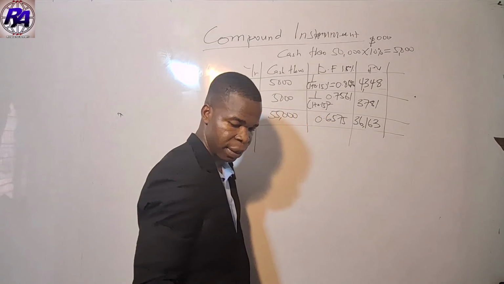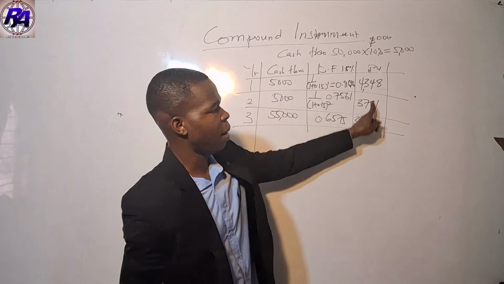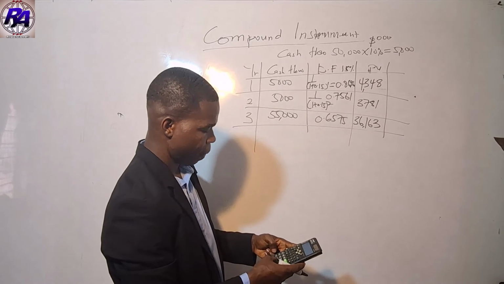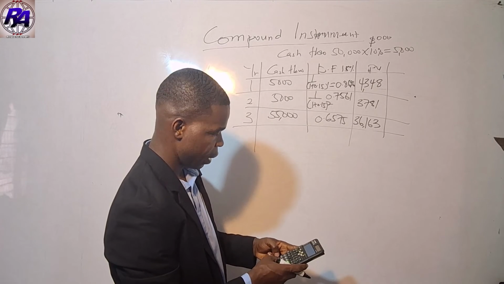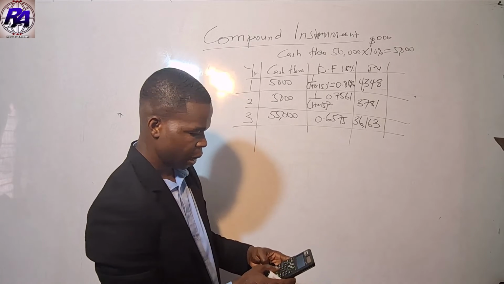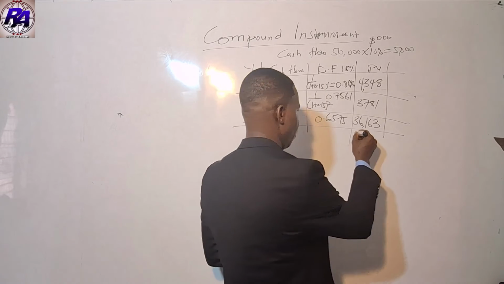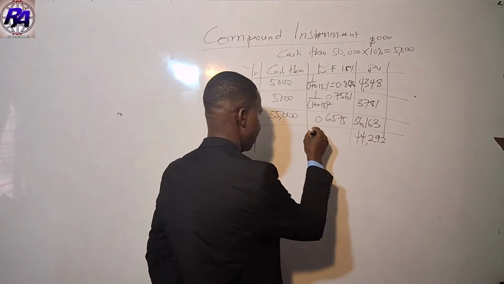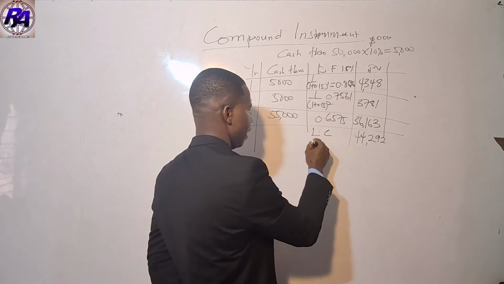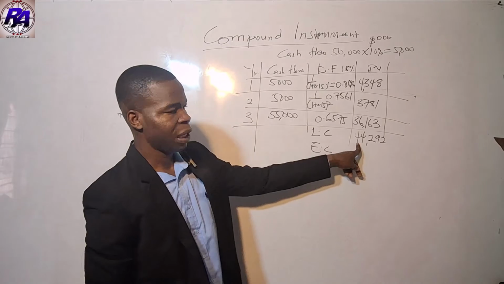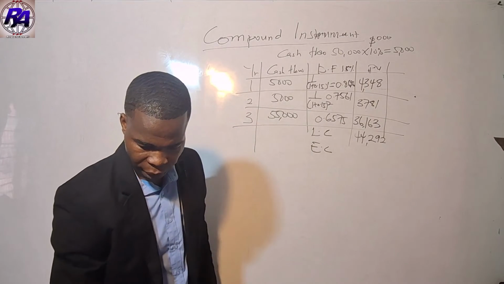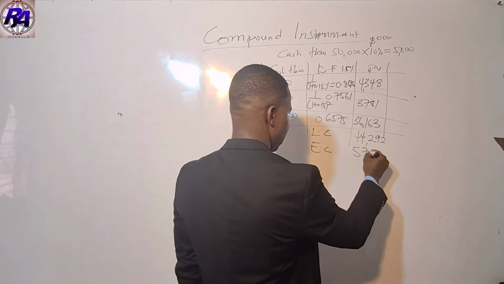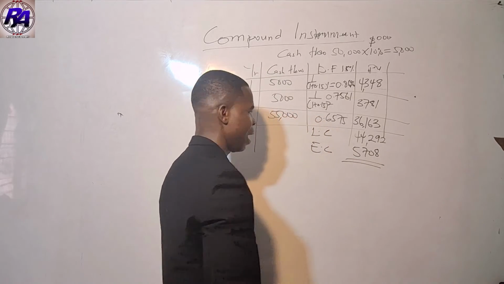All right. So we have to sum up everything over here so that we can get the liability component. So 4,348 plus 3,781 plus 36,163, and that is 44,292. So automatically this becomes the liability component, and then our equity component will be we take this one from the coupon value. So this minus 50,000, and we are getting 5,708 to be our equity component.